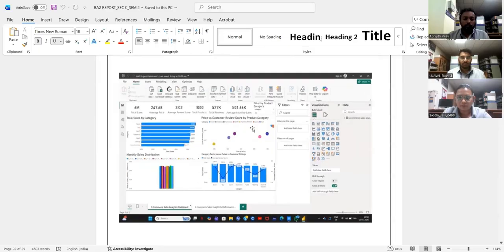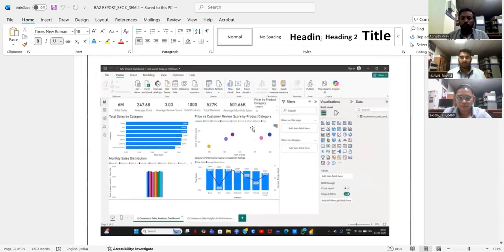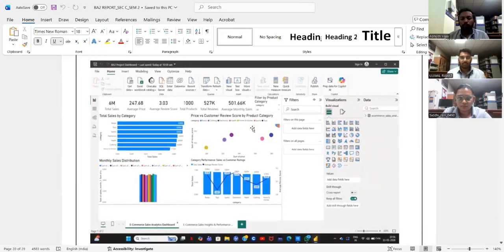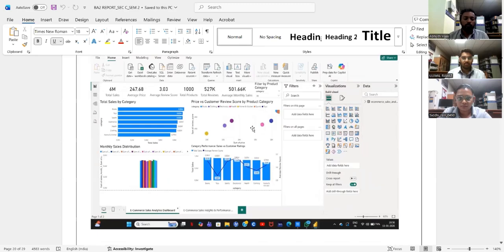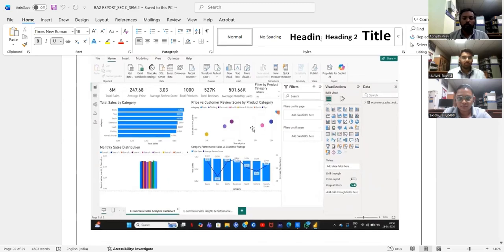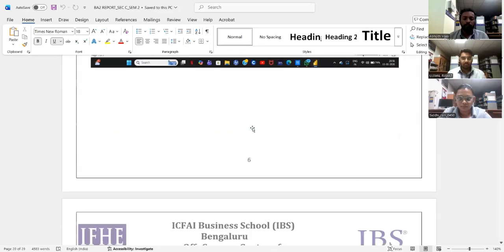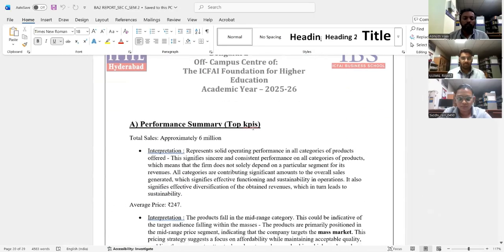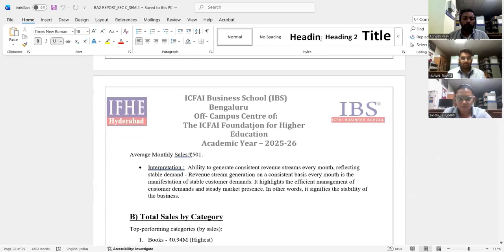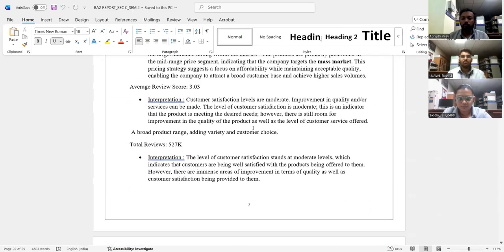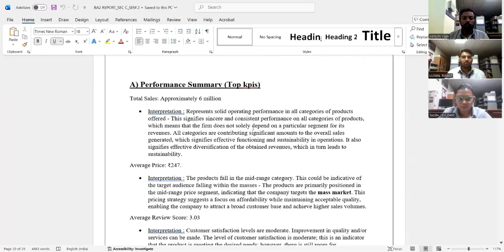So after understanding the dataset and overall analytical approach, I will now explain the dashboard-based interpretation, where we converted raw data into visual business insights. In this section, we will focus on key performance indicators, category-wise performance, pricing, ratings, and sales relationships, and then strategic business implications. Now I will start with the performance summary, like what we did and what it shows.